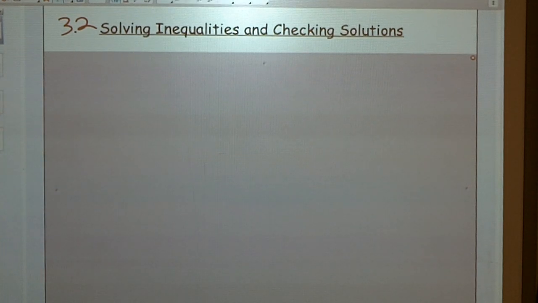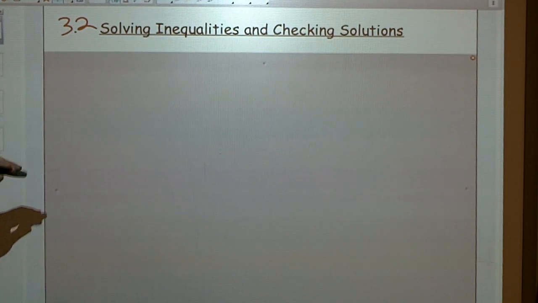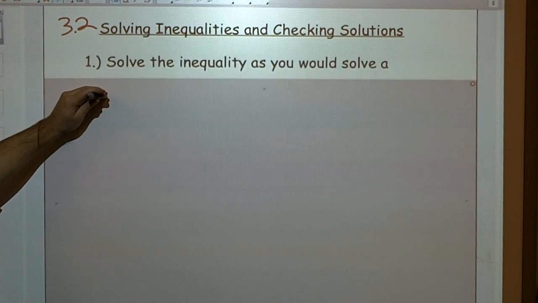All right, we kind of started up with inequalities yesterday, and today we're going to continue with inequalities. Section 2 is all about solving inequalities and checking solutions to those inequalities. And you'll see that there's a lot of similarities between checking and solving inequalities as there is to checking and solving for equations.